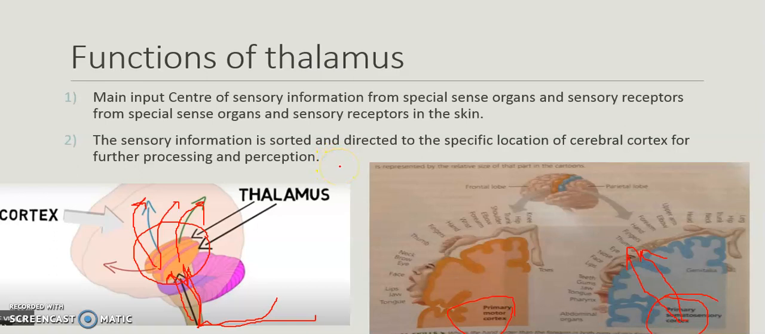In our association area, the information will be further processed and perceived. After that, from our motor area, it will be directed to our descending nerve tract. So information is first taken by the ascending nerve tract and transmitted, and after processing it is directed back through the descending nerve tract. If you want to know about nerve tracts, the ascending and descending nerve tracts, you can join my lectures.